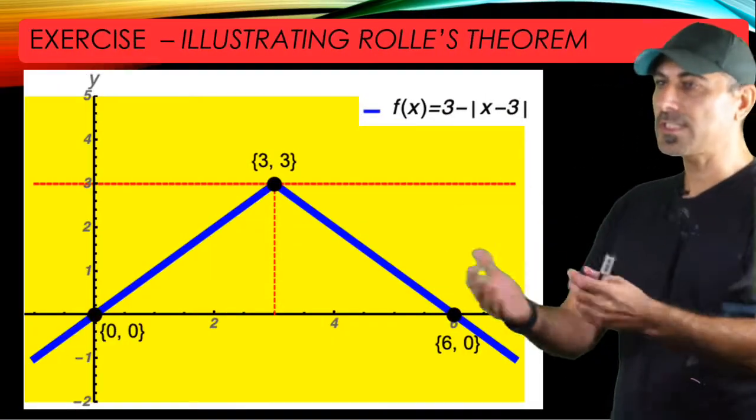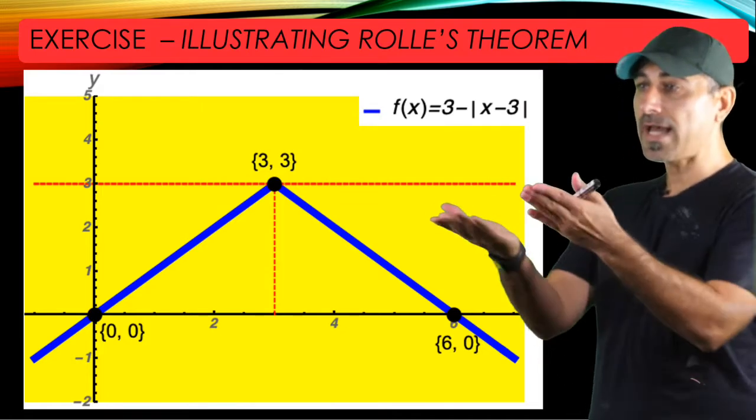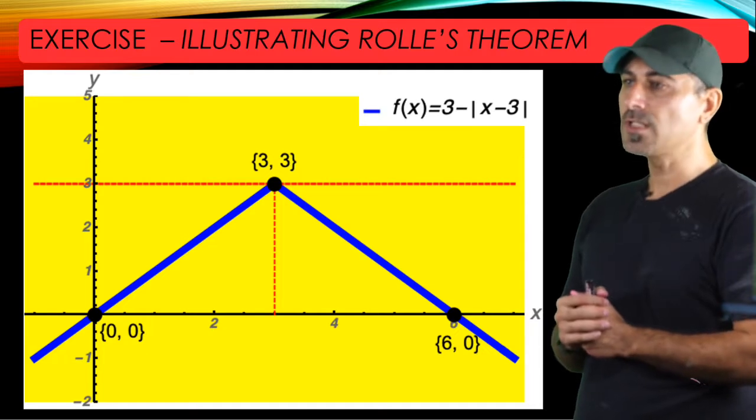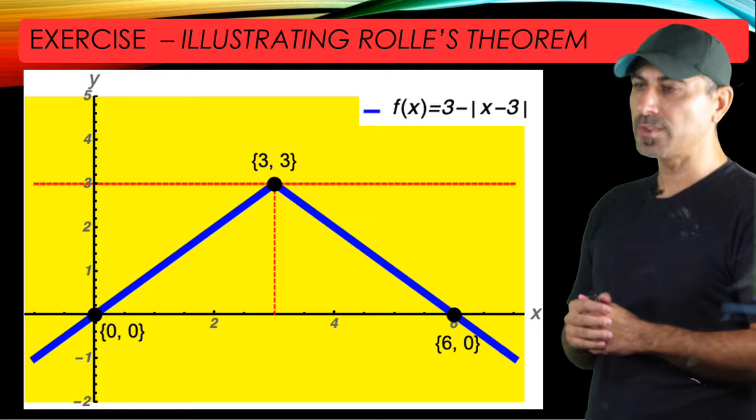So for this particular case, we weren't able to apply Rolle's theorem. And in fact, from the graph of the function, we can also verify that there is no flat tangent line in the interval 0 and 6.